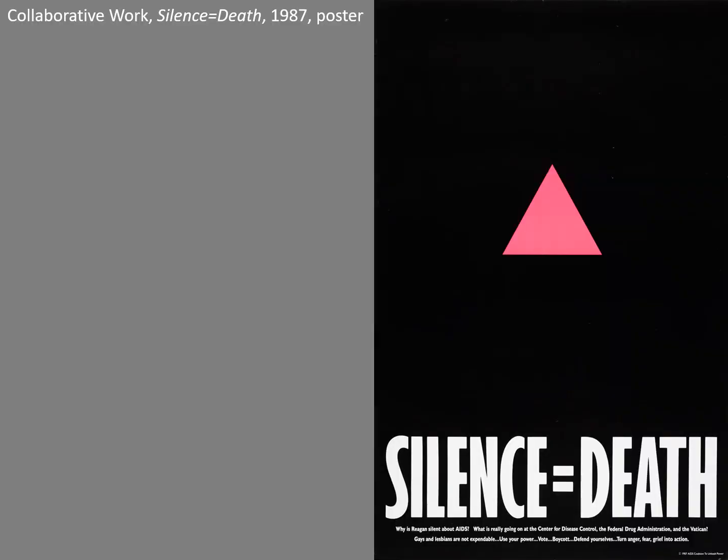The last thing I want to look at is this poster about the AIDS movement. It's called Silence Equals Death from 1987. And at the center is a pink triangle. A pink triangle was the symbol that the Nazi regime forced gay people to wear on their arms to identify them, while Germany and most of Europe was under Nazi control.